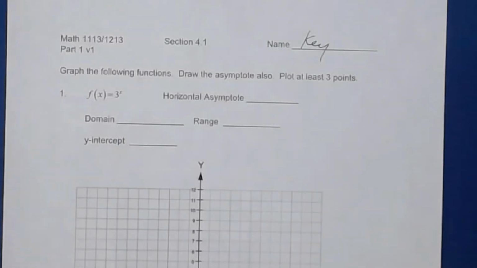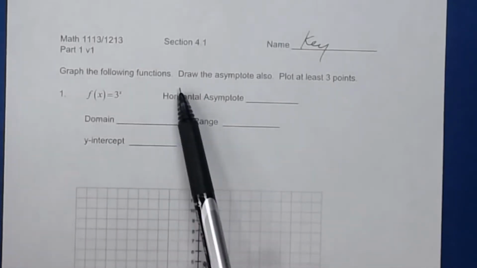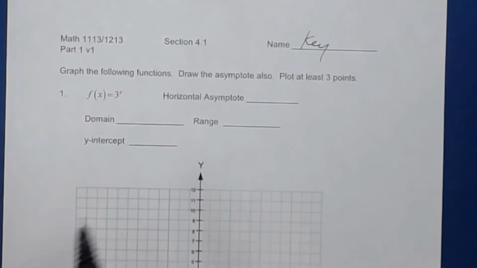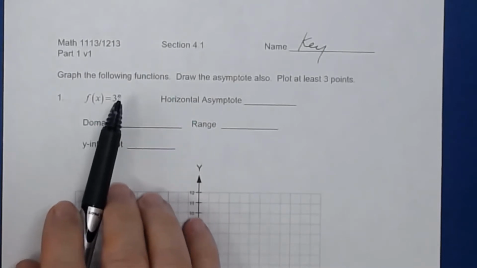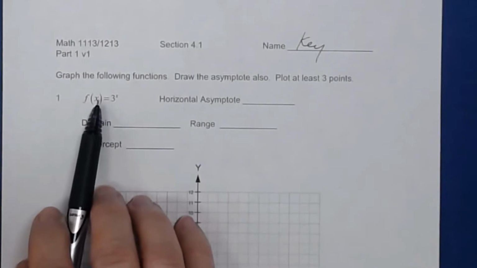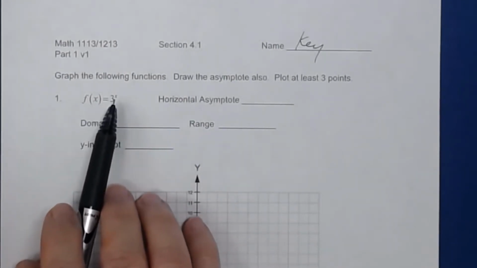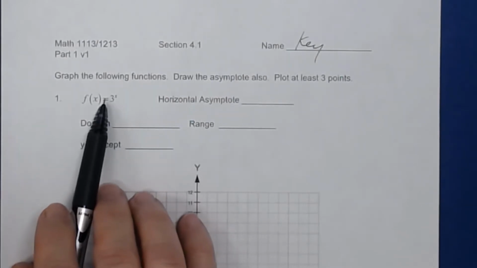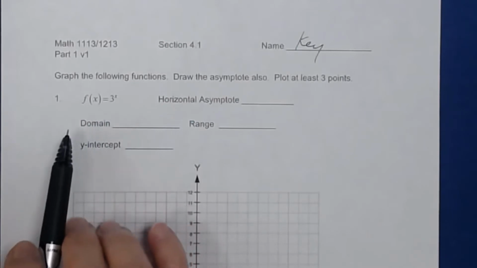This is the key to section 4.1 part 1, and in this section you're looking at graphing exponential functions. Now again, these are exponential functions, and one of the things about exponential functions is that the domain, the x value, I can use any real number for x and I'll get a y value back. So regardless of whether the real number is a rational number or an irrational number, it does not matter. I will get a y value back.